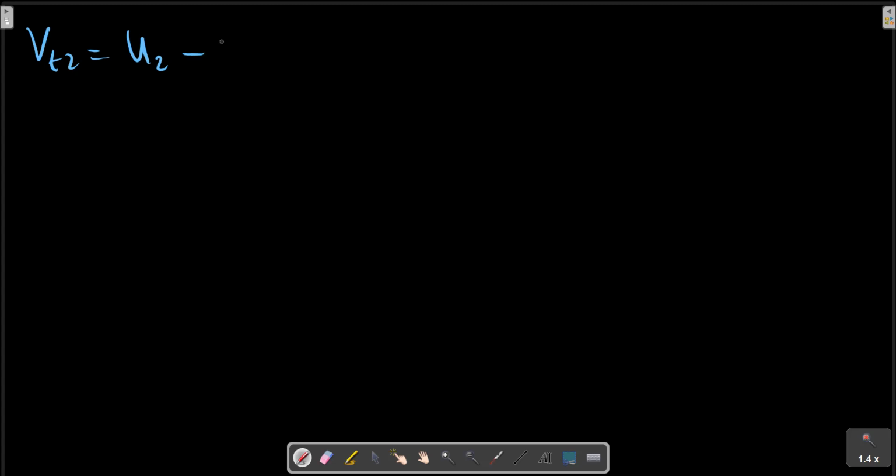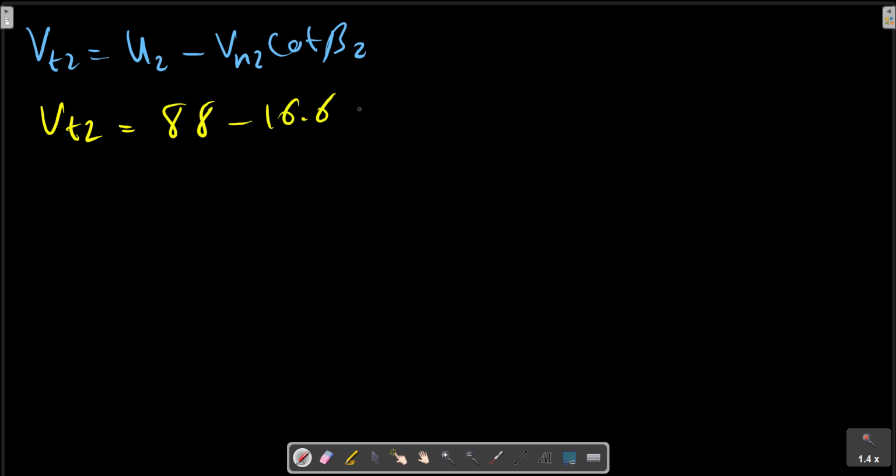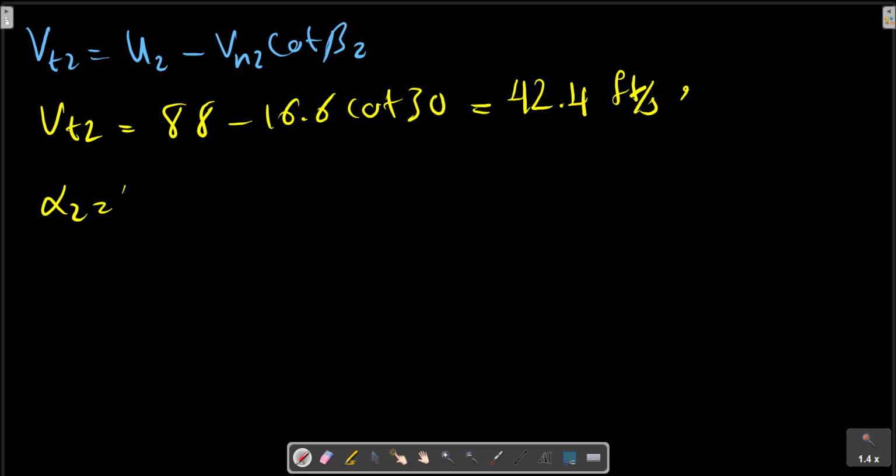VT2 equals U2 minus VN2 cotangent beta 2 for the centrifugal pump. VT2 can be calculated and is feet per second, and alpha 2 can be calculated as tangent inverse of VN2 over VT2.